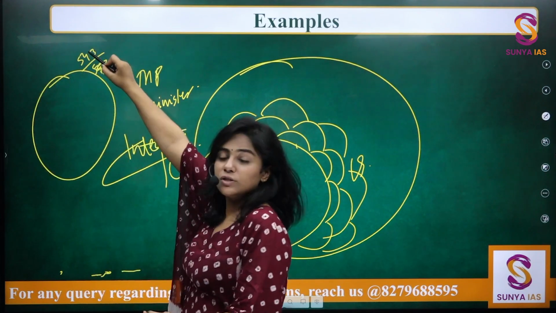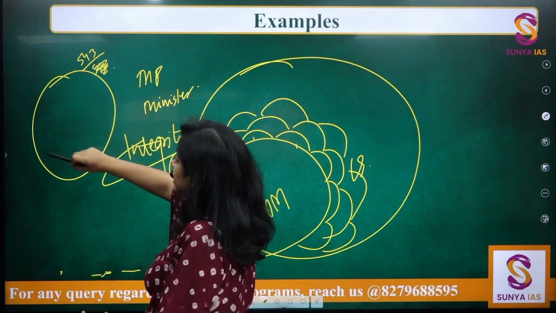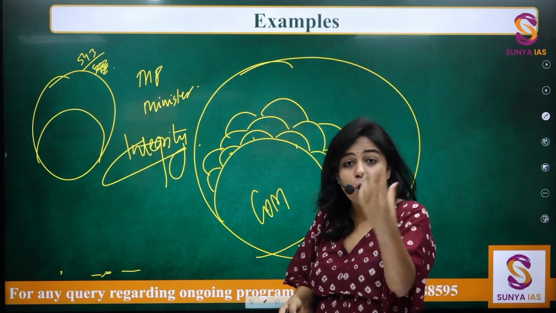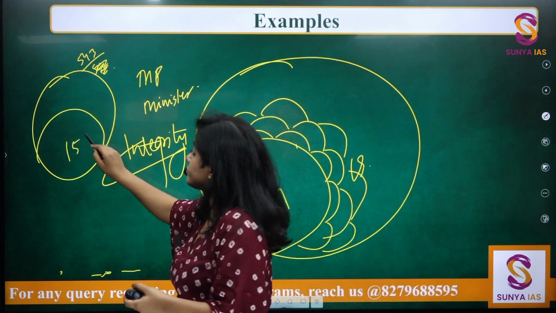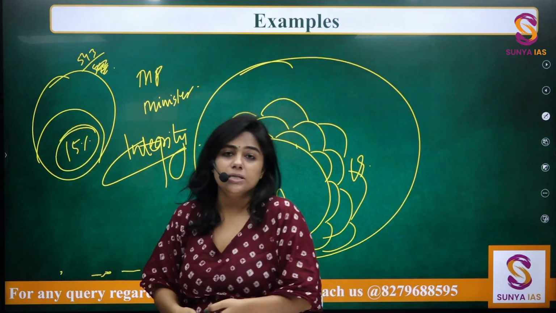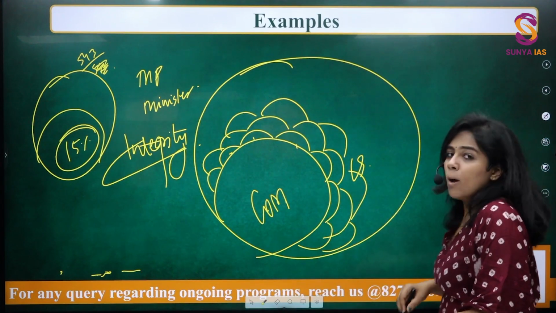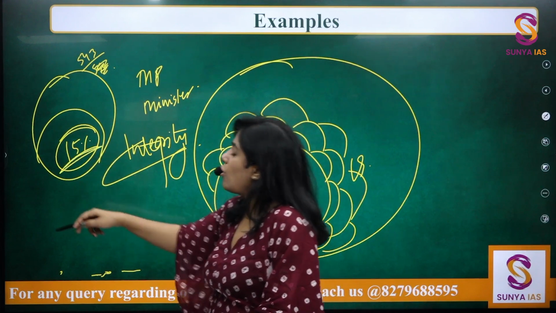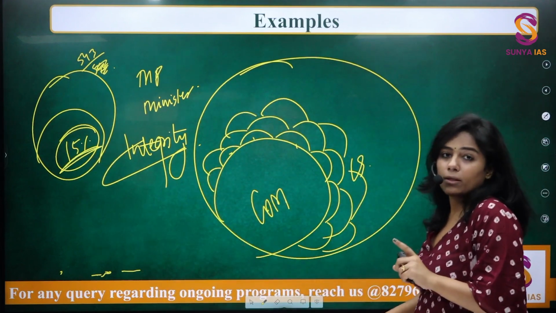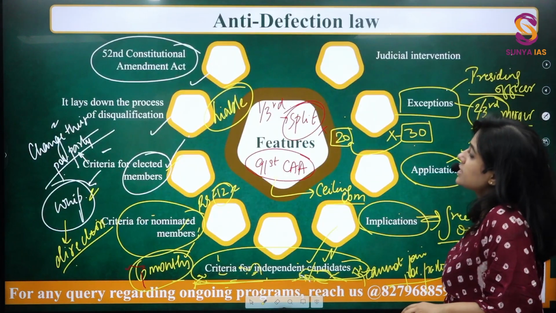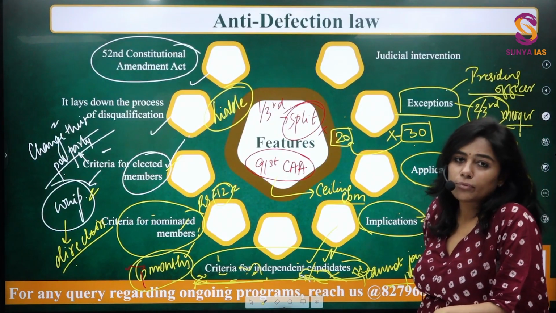But of 543 Lok Sabha MPs, not more than 15% can be your ministers. Okay? So the 91st Constitutional Amendment Act put in this ceiling of 15% on the Council of Ministers. I hope that is clear to all of you.